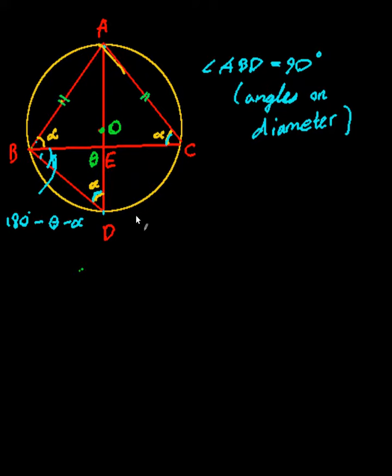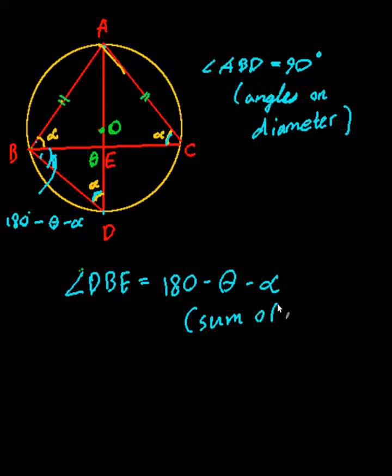Okay, so now we've got pretty much everything that we need to know. So let's write this out formally. So I know that angle DBE is going to be equal to 180 minus theta minus alpha. And as for the reason, you need to write sum of angles in triangle.